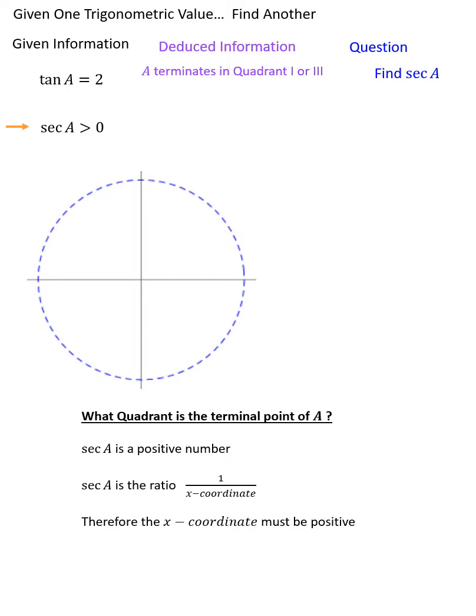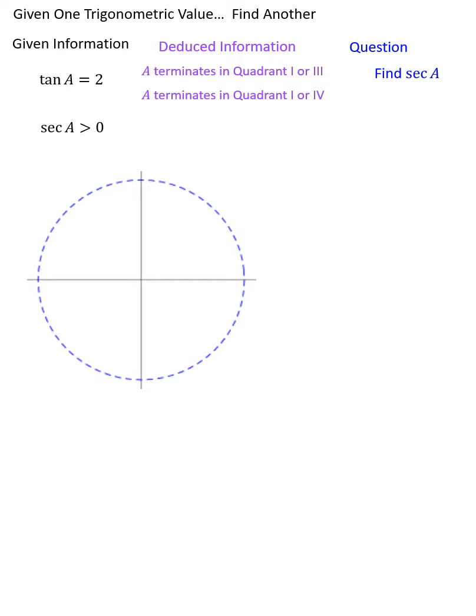And thinking about graphing in general, again, not this problem, but just asking ourselves, where on the graph is the x-coordinate positive? One comes to the conclusion that it must be in quadrant 1 or 4, and therefore that's where A must terminate. And so now, I've deduced 2 facts about the terminal point of A. But looking up at the deduced information in the middle, you may see it as purple, it's pretty clear that A must terminate in quadrant 1, because both of those statements must be true.